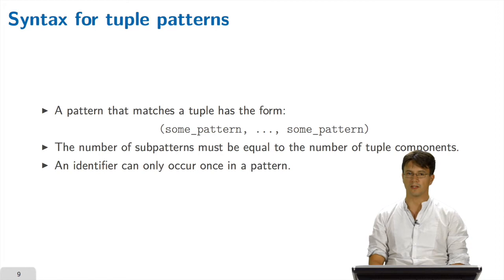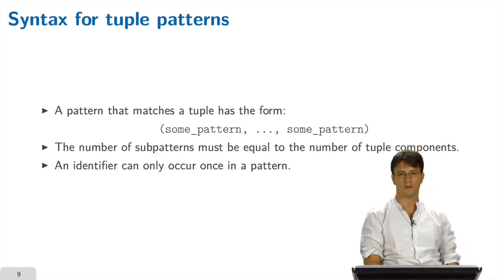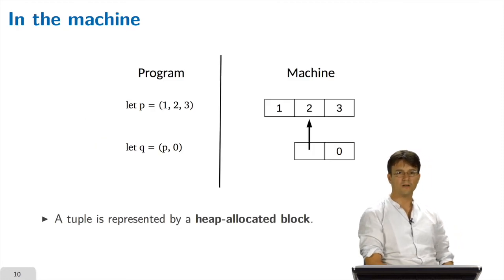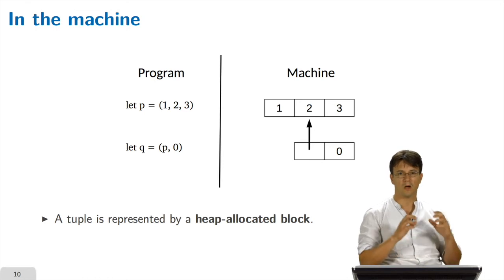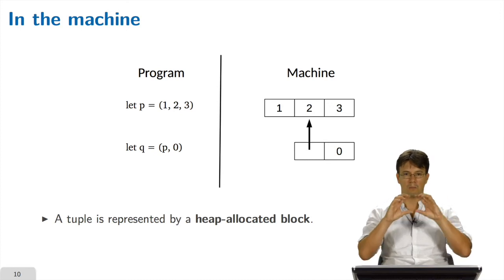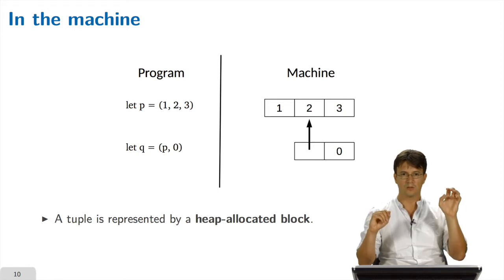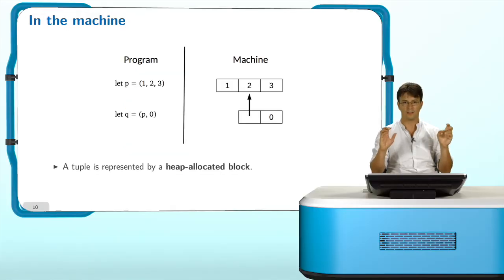Also, you have to make sure that an identifier is used only once in a pattern. Now in the machine, a tuple is represented as a heap allocated block, which means that you have a block in memory with several cells inside it, and there is one cell per component. So for instance, if you have a tuple P with 1, 2, 3 inside, then you have a block with 3 cells. The first one contains 1, the second one contains 2, and the third one contains 3.